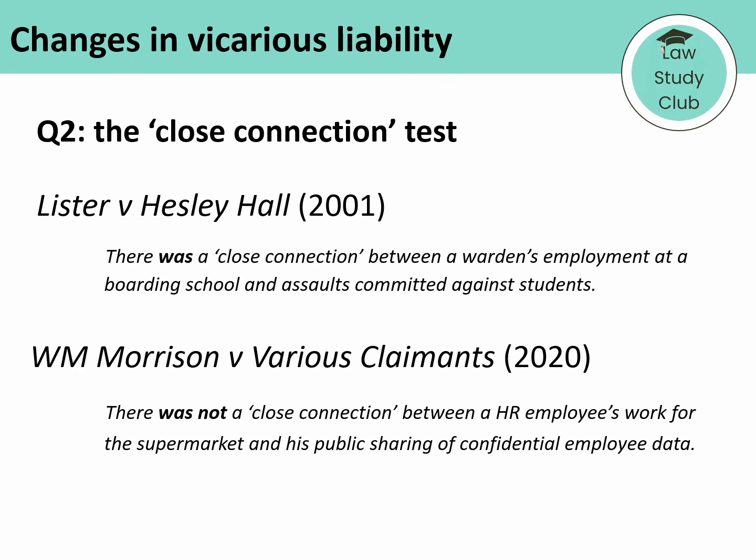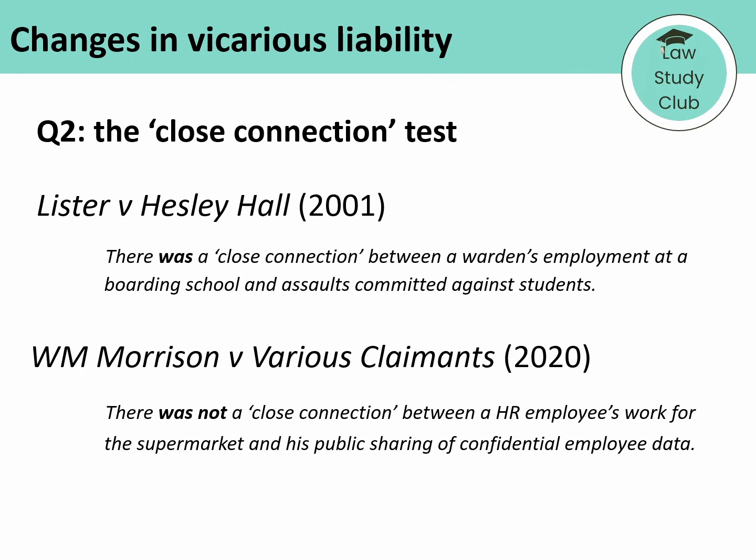So that takes us to the second question for vicarious liability. That used to be the question about acting in the course of employment, which we now answer using what we call the close connection test. In other words, was there a close connection between what the tortfeasor was supposed to be doing and the tort they committed? Now we have 2 authorities because the courts developed this test in Lister v Hesley Hall. Then there was some uncertainty about it, but the courts have returned to it in Morrison's v Various Claimants.